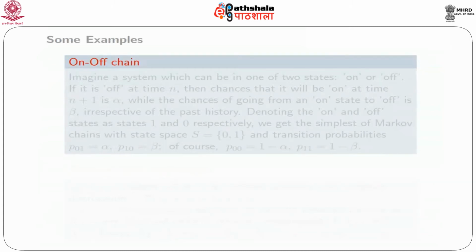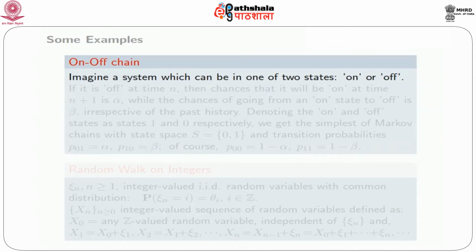First example is a very, very simple example. It's called on-off chain. But nevertheless, it's extremely useful in many contexts. So imagine a system which can be in one of two states, on or off. Like it could be a machine, on or off. These are the two possible states.